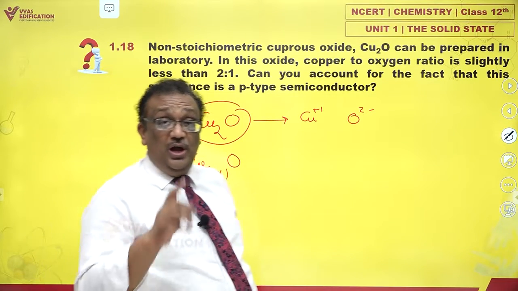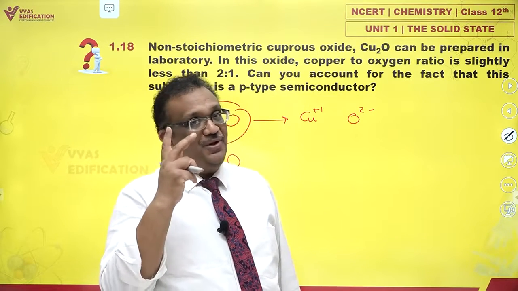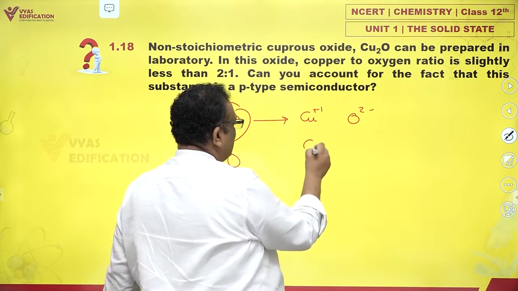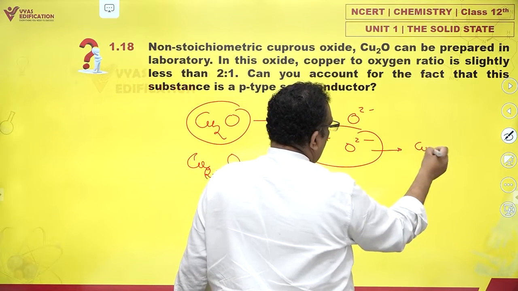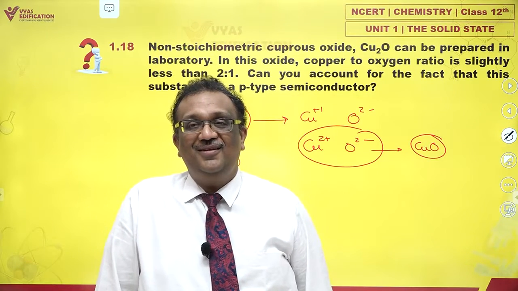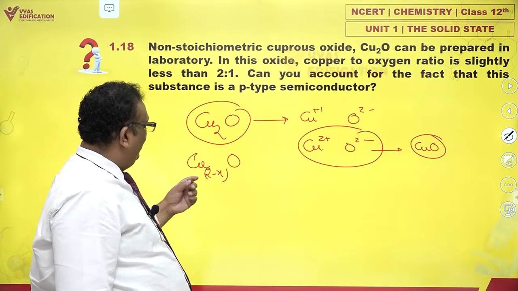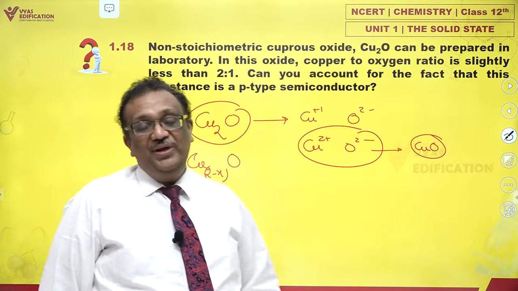There is also another valency of copper. Copper may also exist in +2 state. And if copper exists in +2 state, in that case, it would be CuO. That would be the formula of copper oxide. So if you have a number which is slightly less than 2 here, do you know what that means?